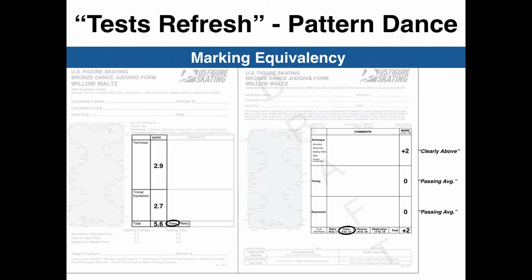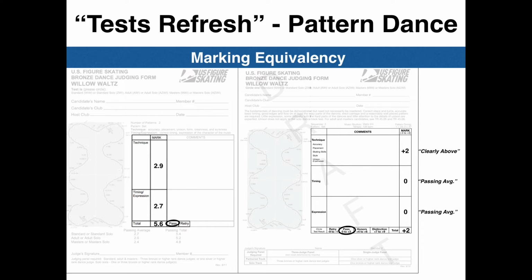aspect. To show marking equivalency, for this marking example of a bronze pattern dance test, Willow Waltz, the skater excelled in technique, but not quite to the next level up, pre-silver, while the timing was generally correct and expression was right at the bronze level.